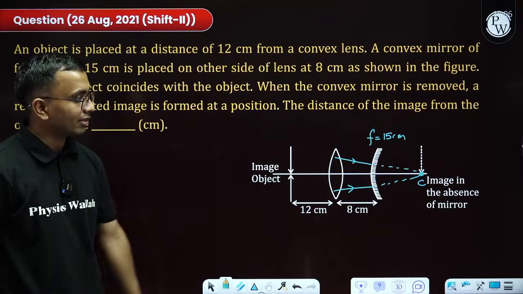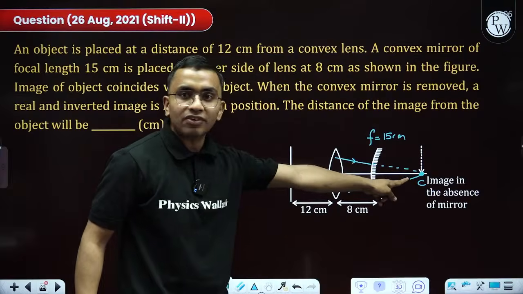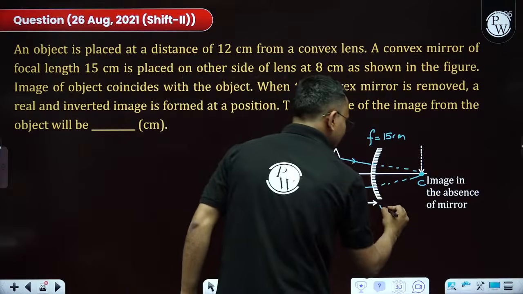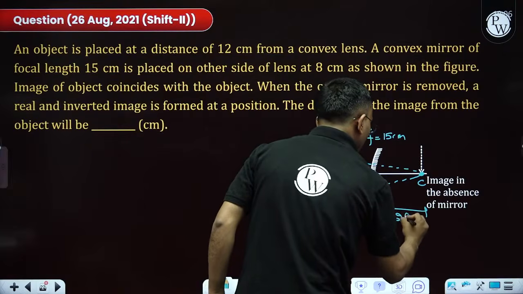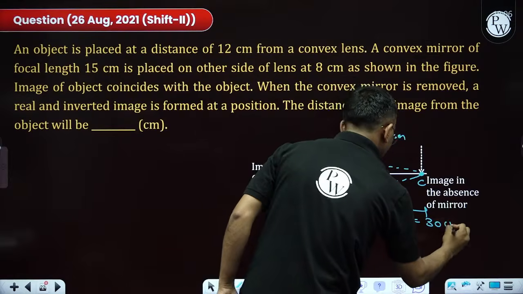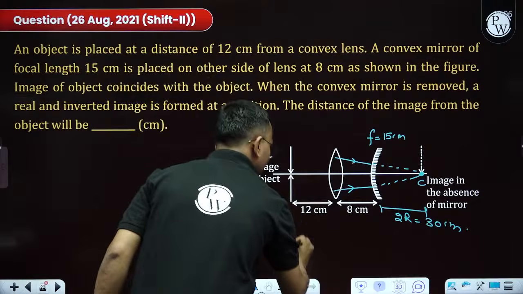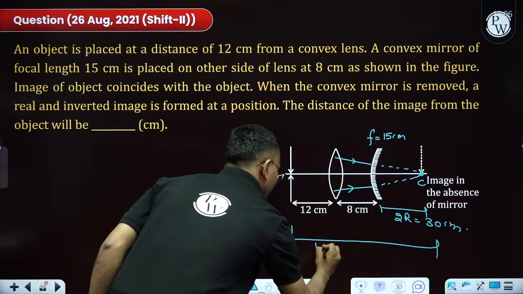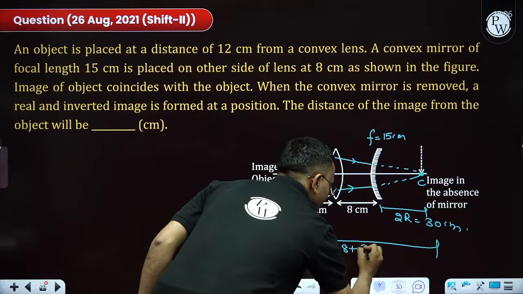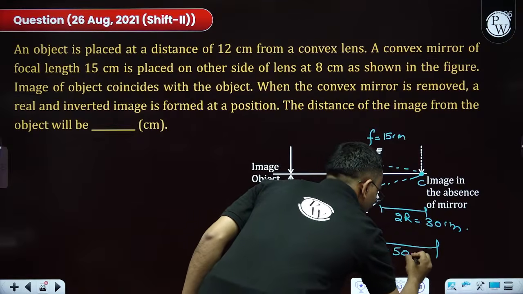Try to understand, this has to be the center of curvature, and if that has to be the center of curvature, this distance is equal to 2R, which is 30 centimeter. I need this total distance, okay, here to here, what is it, 12 plus 8 plus 30, which comes out to be 50 centimeter.